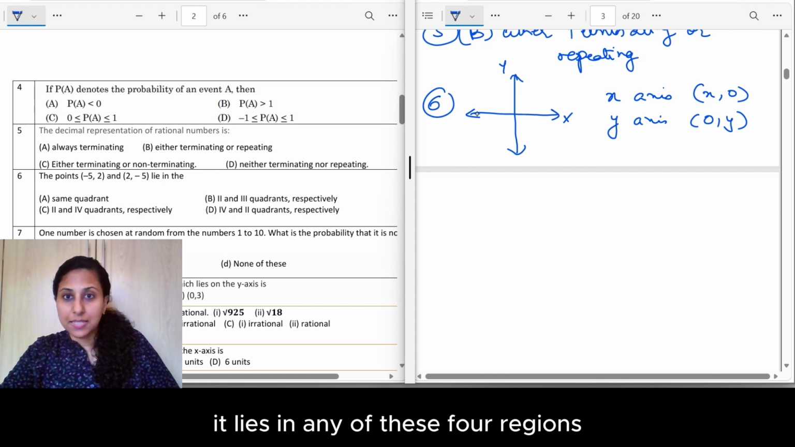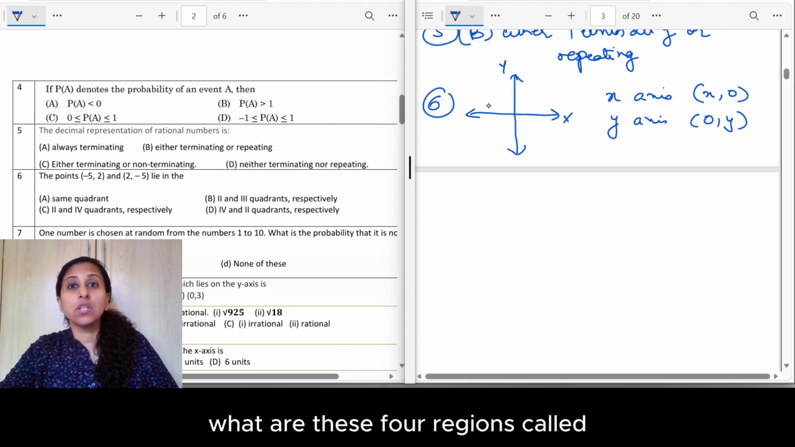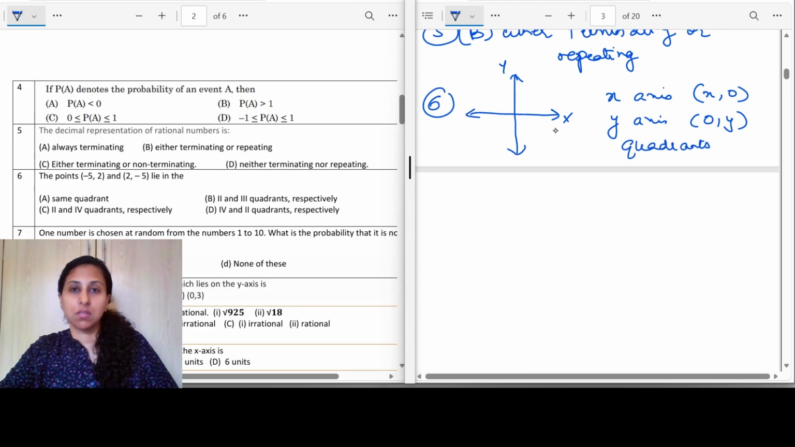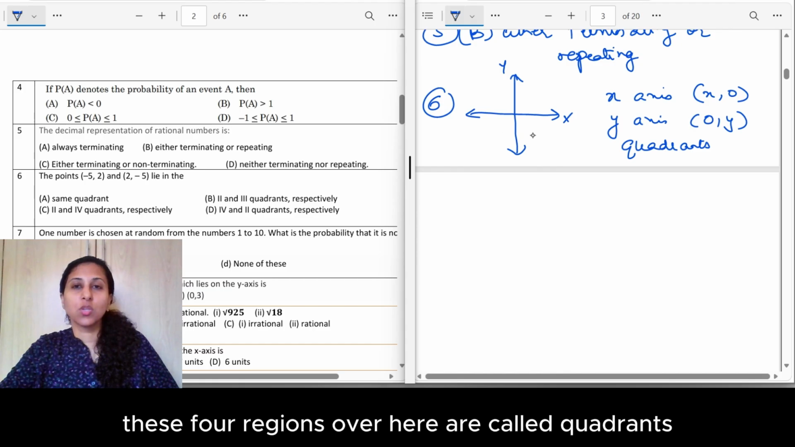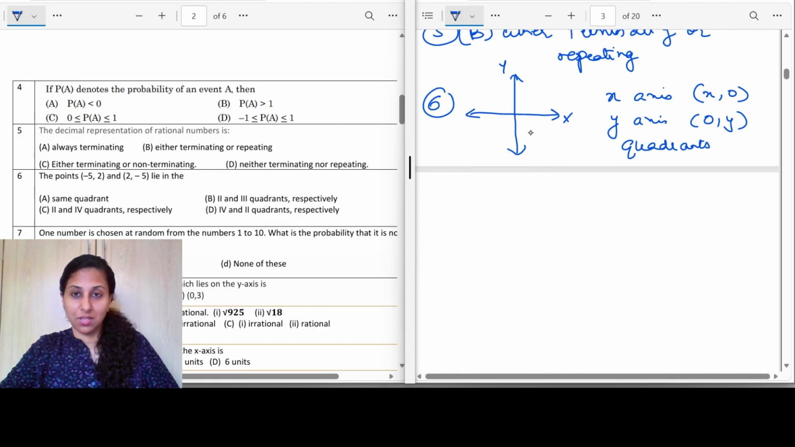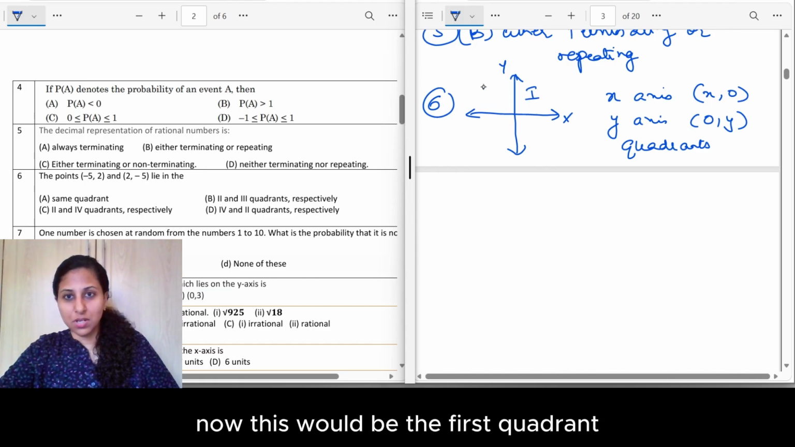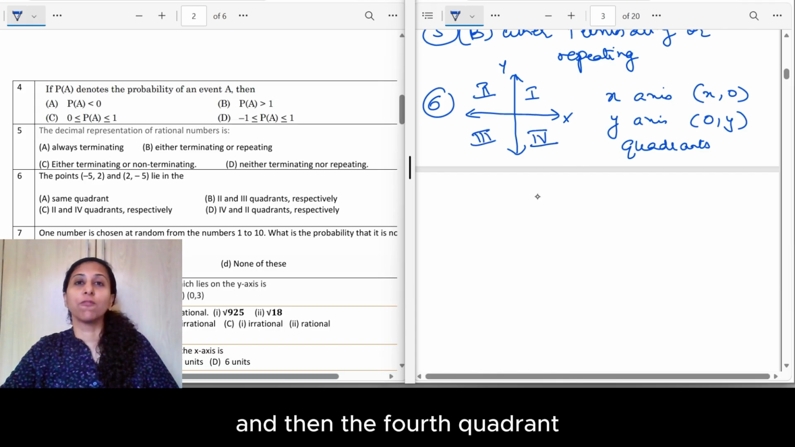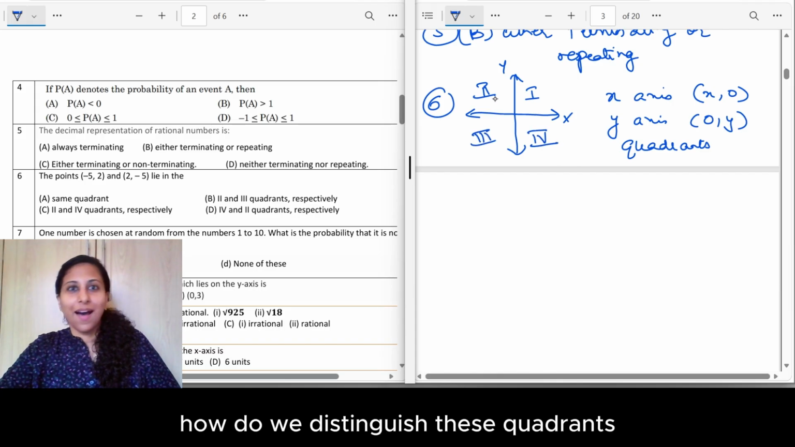Other possibilities, it lies in any of these four regions. What are these four regions called? The four regions are called quadrants. These four regions over here are called quadrants. Now, this would be the first quadrant, that's the second quadrant, you have the third quadrant next, and then the fourth quadrant. How do we distinguish these quadrants?